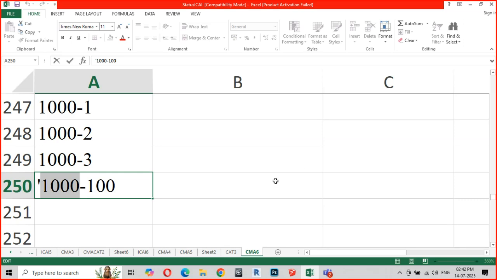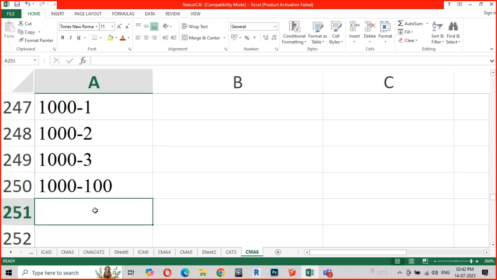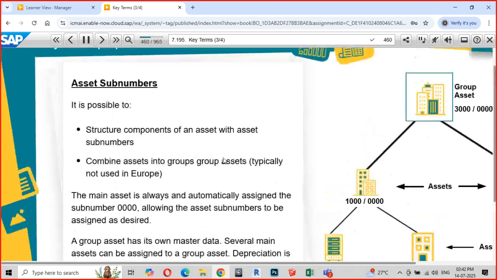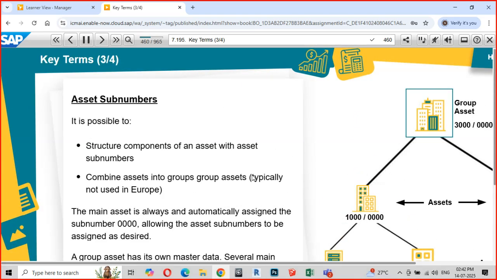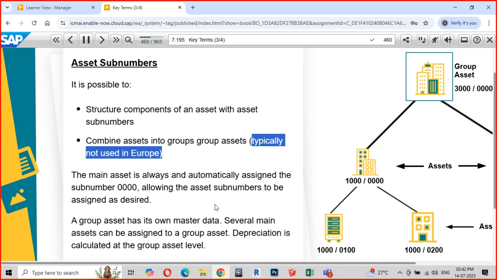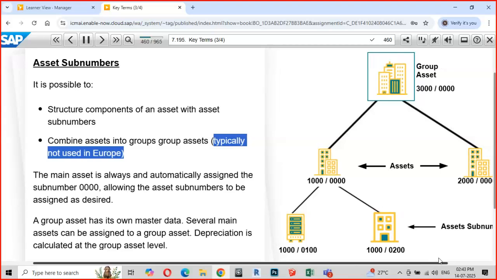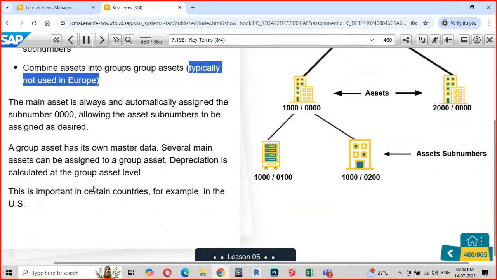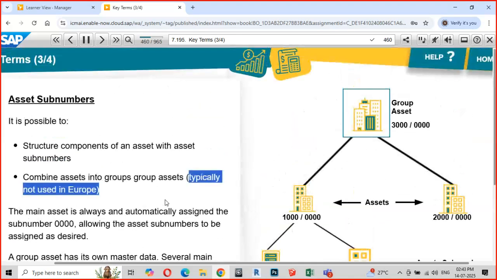Okay, now see, combined asset is typically not used in Europe. So it depends. And why not used in Europe? It is their methodology. All right. So now can you see? This is important in certain countries, for example, US. The concept of your asset sub numbers, main number into sub numbers, is typical to certain geographical locations.